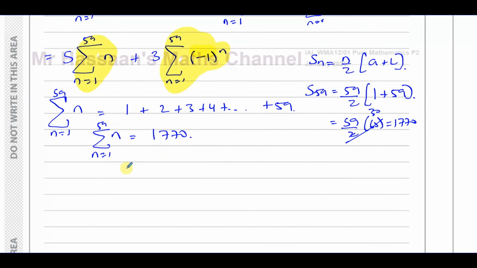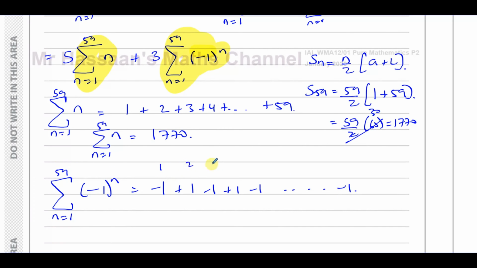Then I'm going to look at the second part, which is the sum from the first to the 59th term of minus 1 to the power of n. Here we can see the sequence that's generated: the first term will be minus 1, the second term will be minus 1 squared, which is plus 1, and the third term will be minus 1 cubed, which will be minus 1. The next term will be plus 1, minus 1, and so on, until you get to the last term, the 59th term, which will be minus 1 raised to an odd power, which will be minus 1.